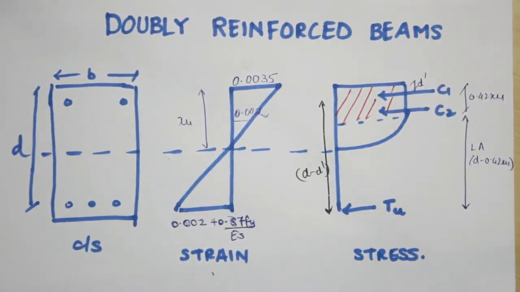A doubly reinforced beam is a beam that is reinforced on both the compression and the tension side. So what I meant to say was the steel is provided also on the compression side of the beam.